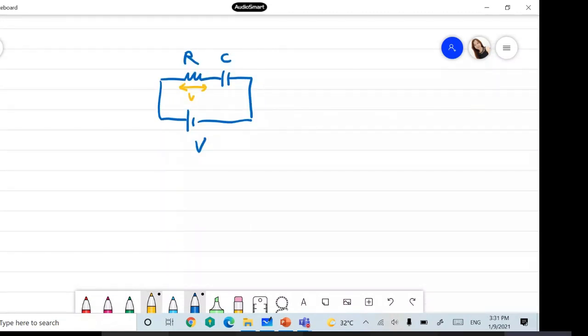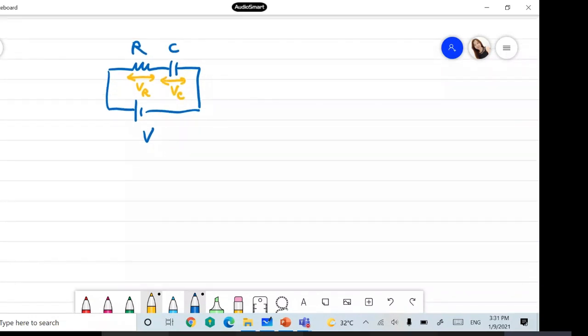The voltage across the resistor is VR. Voltage across the capacitor is VC. So if this is a DC supply of V, then I can express that the voltage supply is equal to the voltage across the resistor plus the voltage across the capacitor in DC, because they are connected in series.